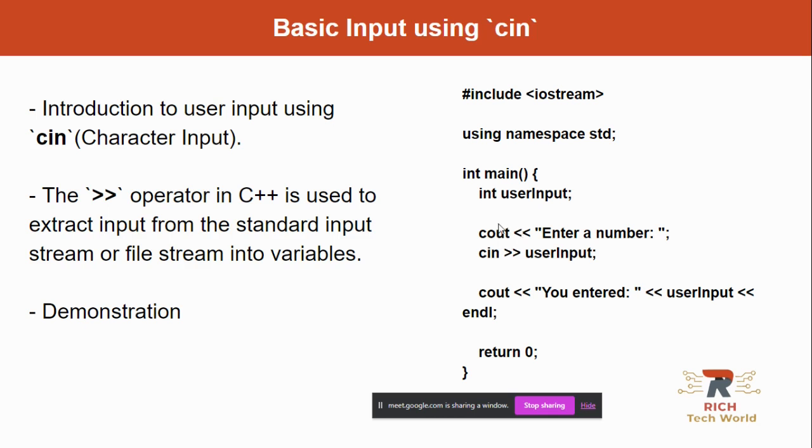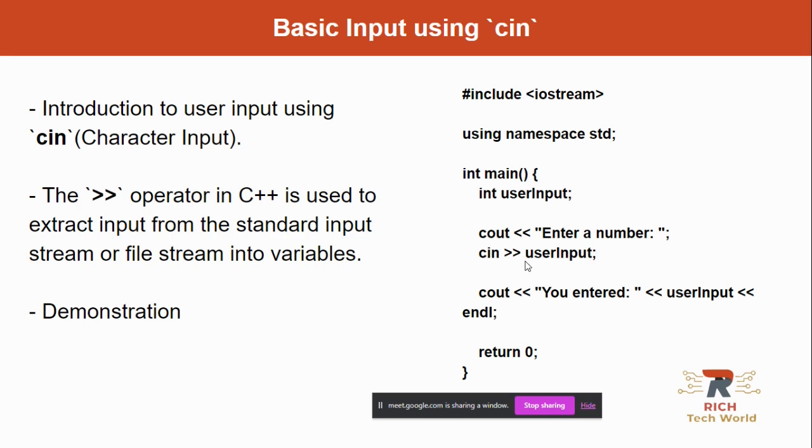Then we are printing. We know cout is to print something on the screen. So what are we telling the compiler to do? Print this on the screen: Enter a number. So the console will print it for us to see. After printing, we are also saying that cin, character in, means receive a particular character from the user. And that input, we are storing it in what we call the userInput variable. That is the variable we've already declared.